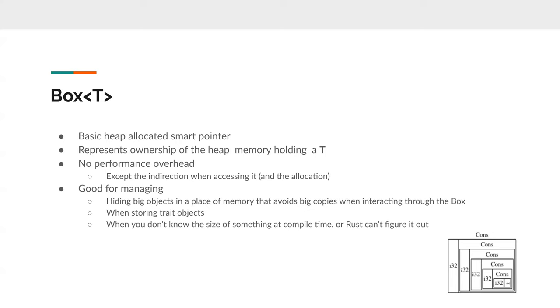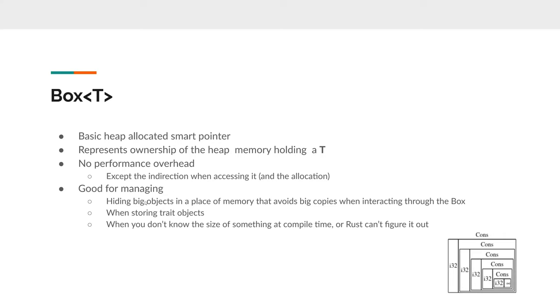The Box is a basic heap allocated smart pointer. It allocates memory on the heap and stores the pointer to that heap address inside of itself. It represents ownership of this memory, holding a T, and a T can be any type. There is no performance overhead except the indirection when you access it. So you have to go through the pointer address and then to the object. So that is a little bit of overhead. And the allocation on the heap is also an overhead because the operating system has to do the allocation for you since it's not just a stack value. If you've had operating systems, then you should be familiar with the difference. If not, you can also pop the question here.